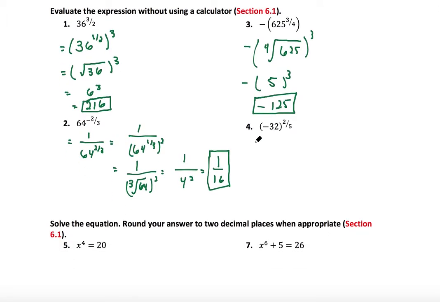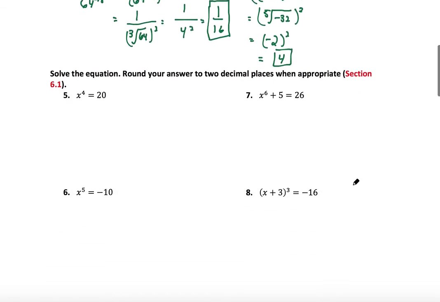For number 4, we have negative 32 to the 2/5 power. So first step is negative 32 raised to the 1/5 power, and then that is going to be squared. Negative 32 to the 1/5 power is the same thing as saying the 5th root of negative 32, squared. And then what number times itself 5 times gives us negative 32? That's going to be negative 2. And then negative 2 squared, that's going to give us positive 4. All right.